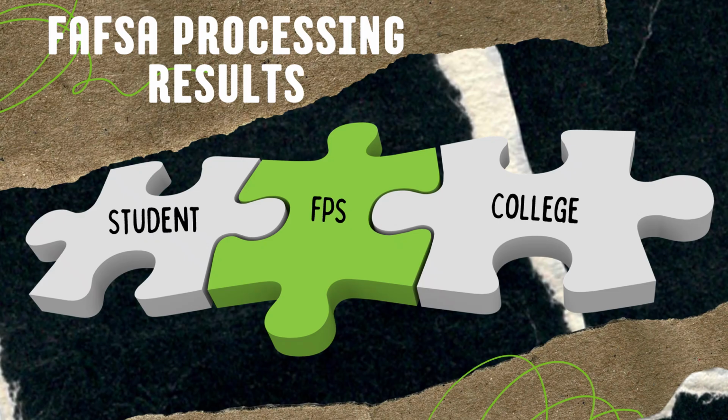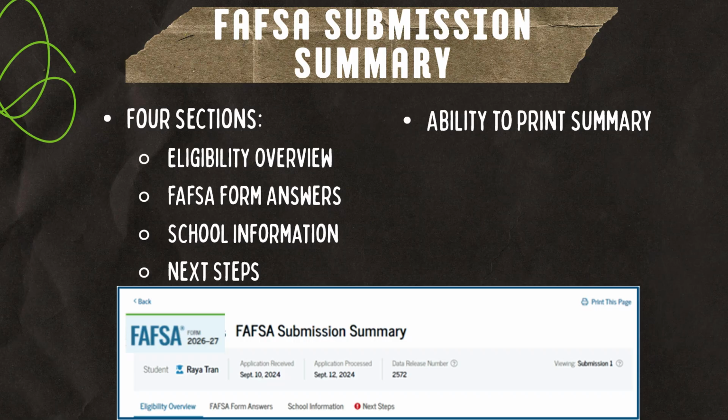The schools receive the information electronically through a document called the Institutional Student Information Record, or ISIR. You will receive a FAFSA submission summary directly from the federal site. The FAFSA submission summary consists of the 4 sections listed: eligibility overview, FAFSA form answers, school information, and next steps. You can and should review it for any errors. And again, you have the ability to print it. In cases where the email address is not valid, a paper FAFSA submission summary is mailed.